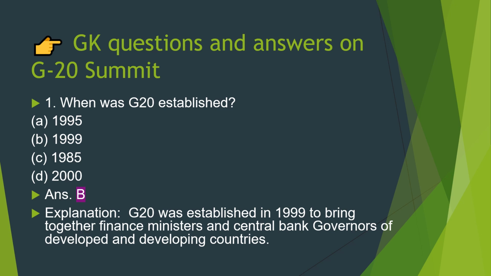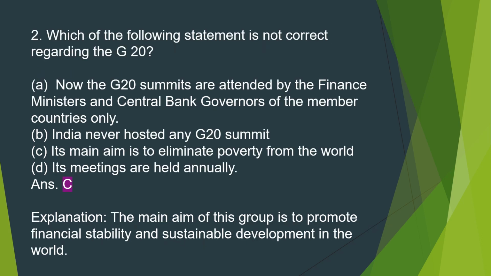So the answer B, 1999, was the time when G20 was first established to bring together finance ministers and central bank governors of developed and developing countries. So who are the members of the G20 group? All those countries that are developed and the countries that are in the developing line have become the members of the G20 group.